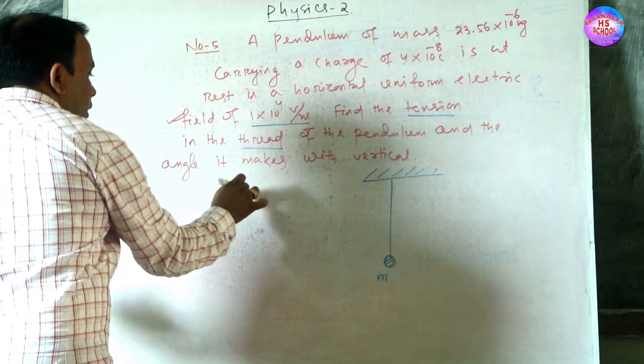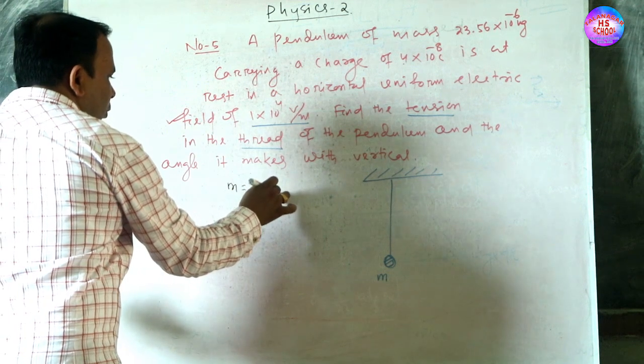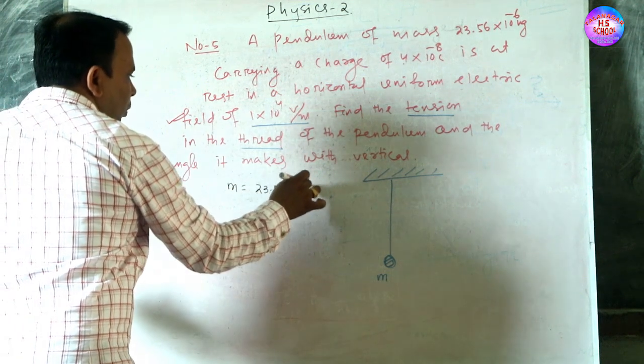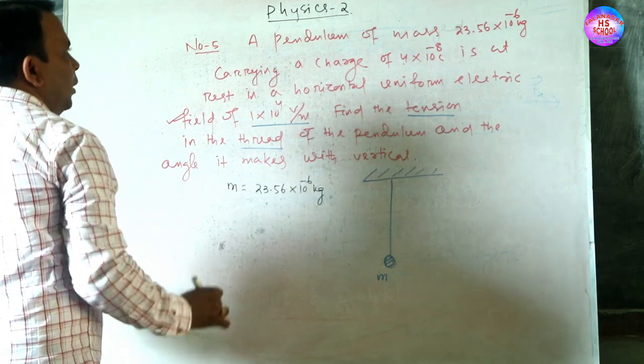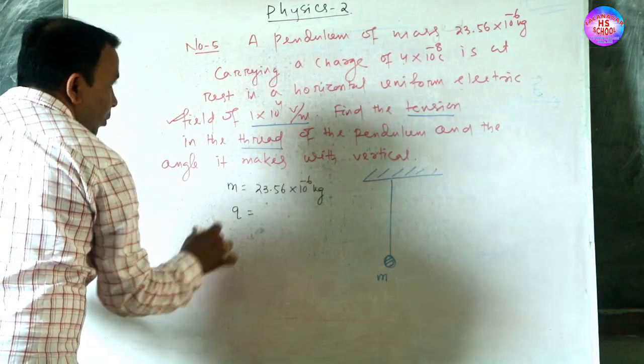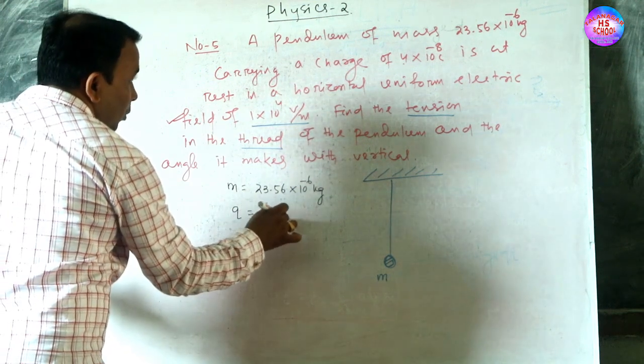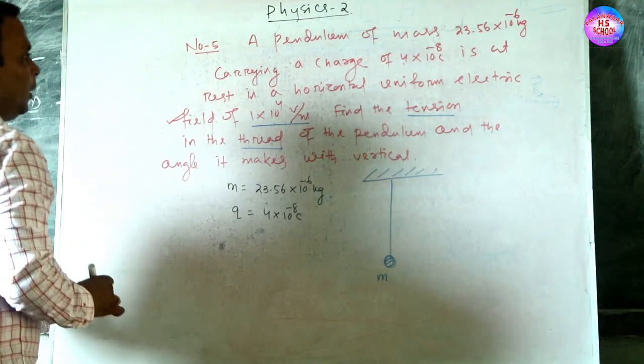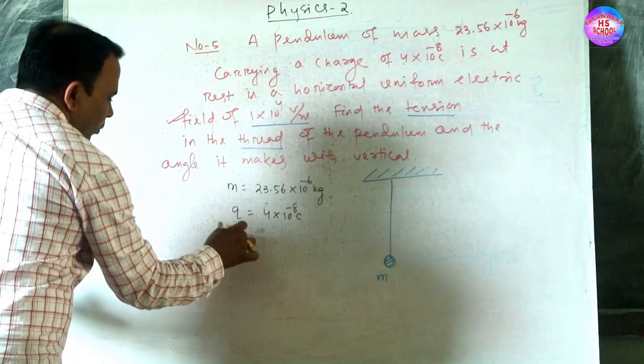A pendulum means a metallic bob of mass given 23.56 into 10 to the power minus 6 kg, carrying a charge, means the metallic bob contains a charge 4 into 10 to the power minus 8 coulomb, is at rest in an electric field.